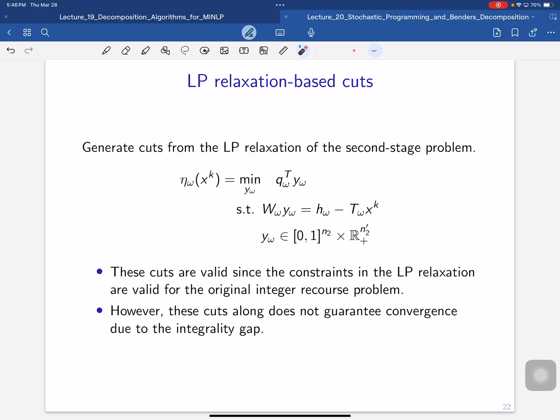Yeah, exactly, right. So you are kind of relaxing some of the constraints here. If the original constraints hold, then the LP relaxation constraints have to hold, of course. So that's why those cuts are valid. But the thing is that with only the LP relaxation-based cuts, you won't converge to the original problem, because the original problem has those binary constraints, but now you are relaxing them. So that won't guarantee convergence.